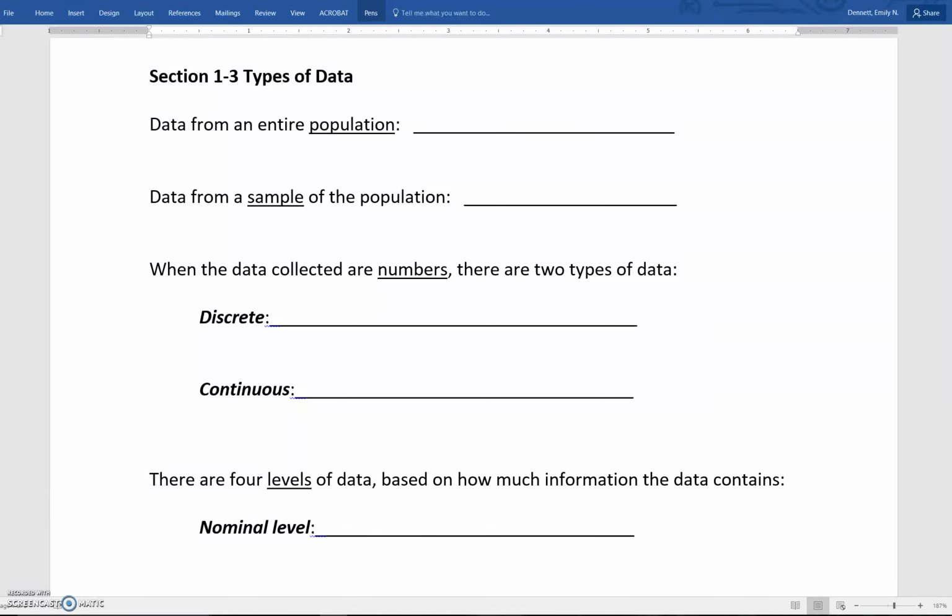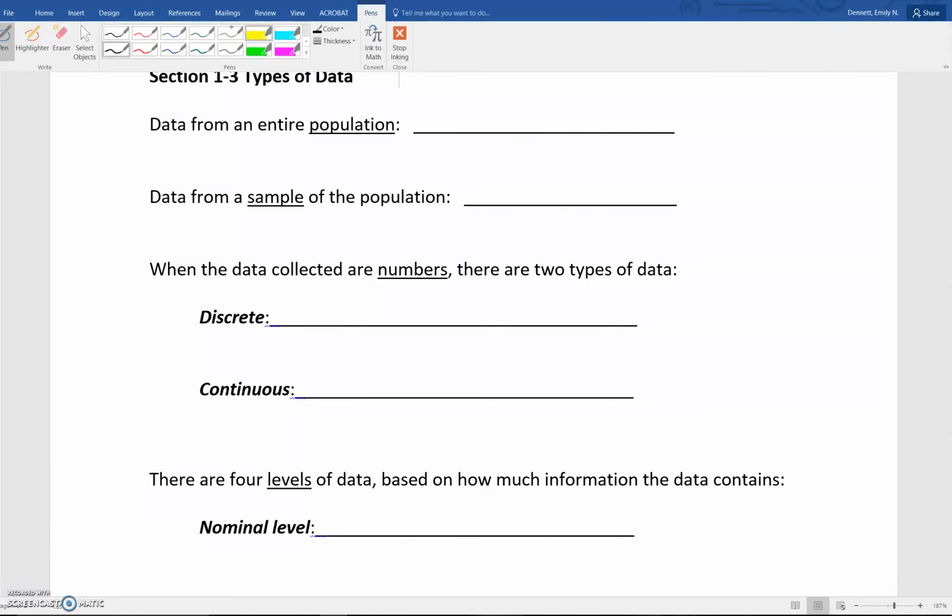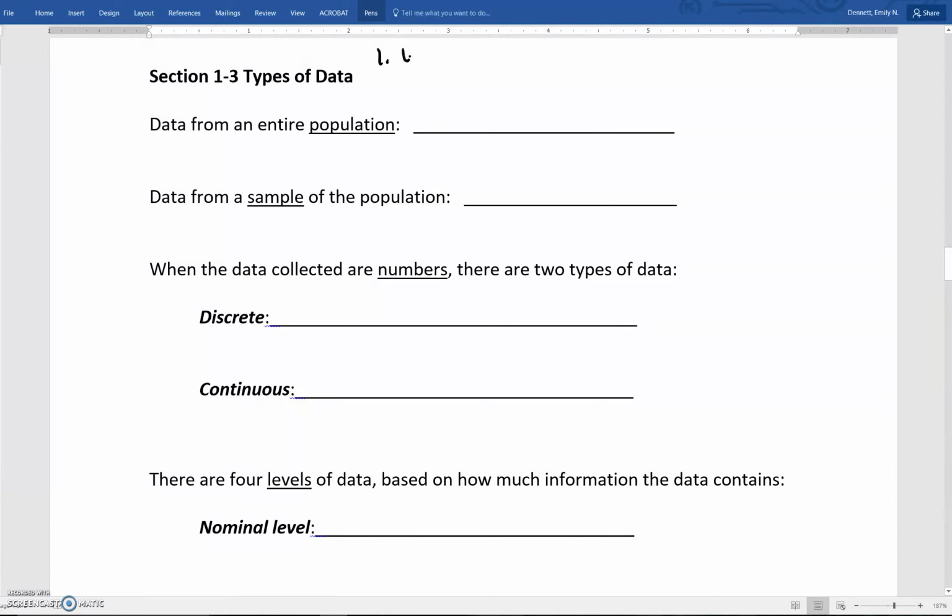In this video, we're going to talk about the different types of data we have and the different levels of data. So first, we're going to talk about where the data comes from. The first thing that someone collecting statistics needs to know is, what is their population? And what we mean by population is, who are you trying to learn about?